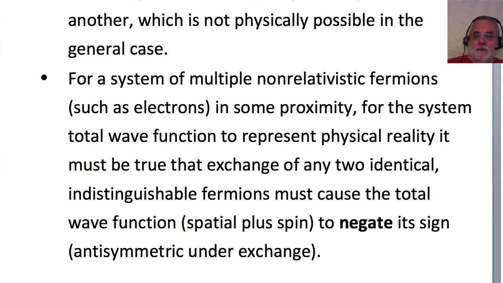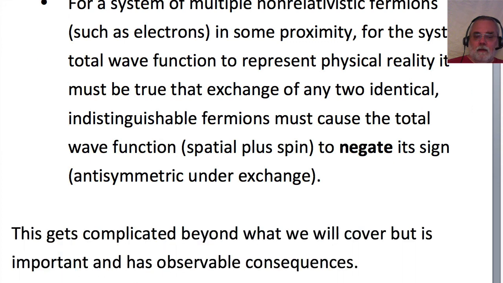For a system of multiple non-relativistic fermions, such as electrons, in some proximity, for the system total wave function to represent physical reality, it must be true that exchange of any two identical indistinguishable fermions must cause the total wave function, spatial plus spin, to negate its sign. The total system wave function must be antisymmetric under exchange. This gets complicated beyond what we will cover, but it's important and it has observable consequences.